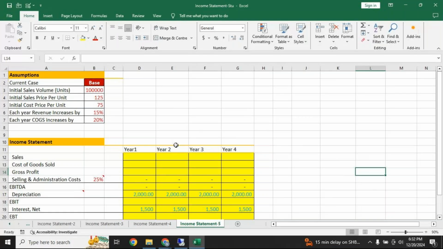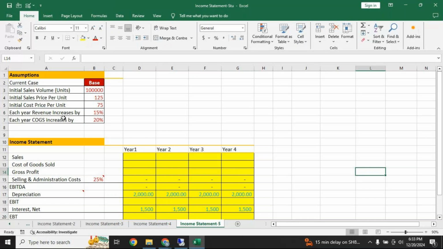Here they are giving the assumptions, the current case and the base values. Initial sales volume, that is in units, is 1 lakh. Initial sales price per unit is 125. Initial cost price per unit is 75. Each year revenue is increased by 15%. Each year COGS is increased by 20%.